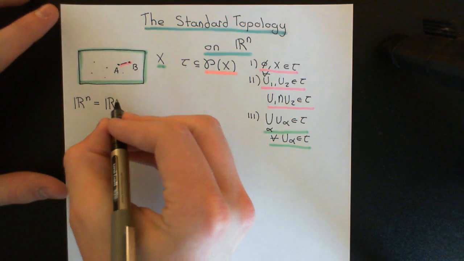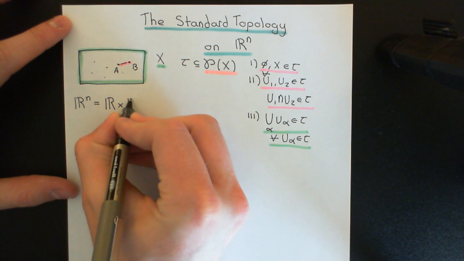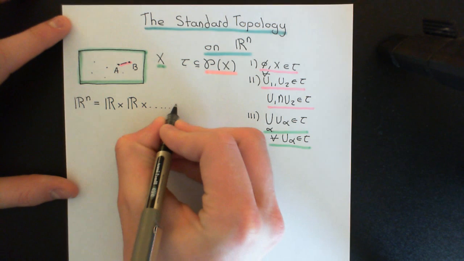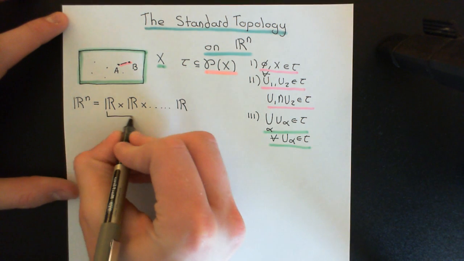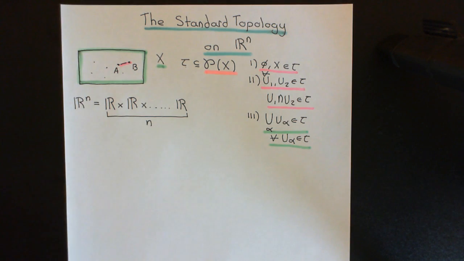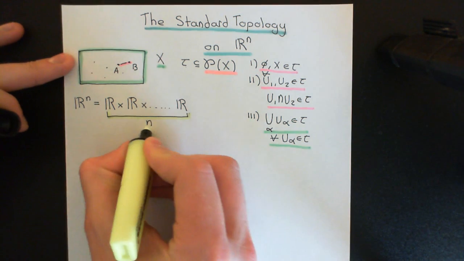Okay, so what I'm going to do is take the real numbers, Cartesian product it with the real numbers, and continue doing this n times. So I will take n lots of the real numbers and Cartesian product them all together, so there are in total n lots of these. Okay, so let's now write this out completely, explicitly.